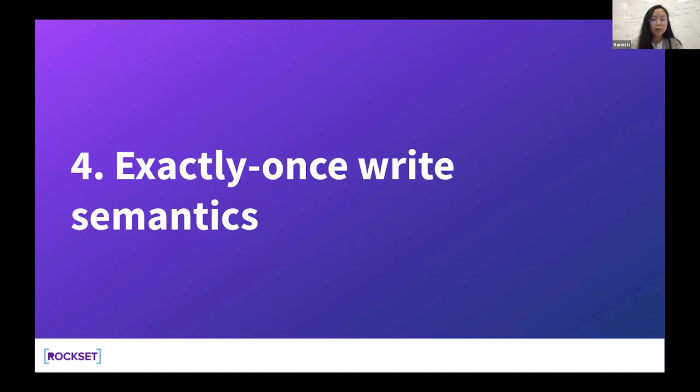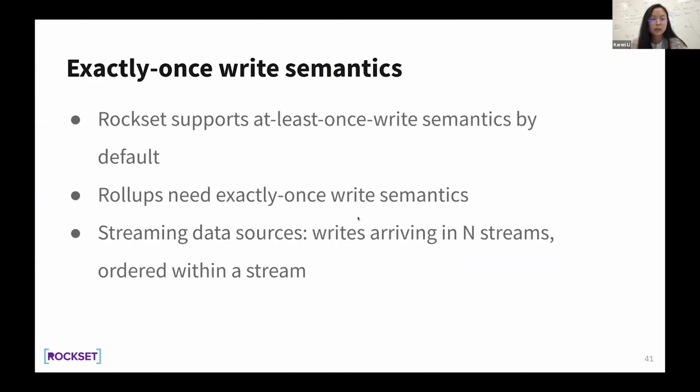Next, let's talk about write semantics. By default, Rockset supports at-least-once write semantics. And if all of your updates are idempotent, then that's totally fine. It doesn't matter if a write gets applied multiple times, your final state is always going to be the same. On the other hand, rollups need exactly-once write semantics, because if a write gets applied multiple times, you could end up with double counting issues and your aggregate function values will be incorrect.